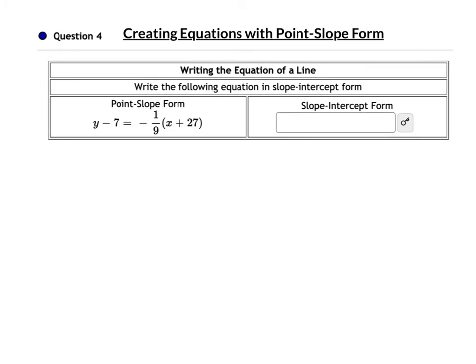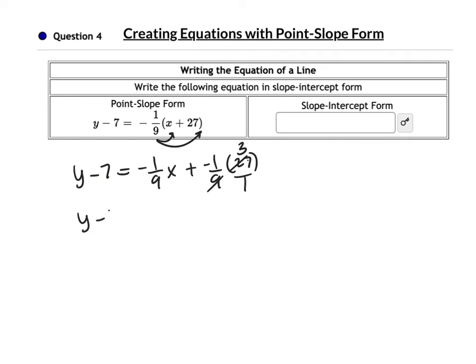Here's one with some fractions. Don't be bothered by the fractions. y minus 7 equals negative 1/9 times x is negative 1/9 x, and negative 1/9 times 27 is just 27 divided by 9. 9 goes into 27 3 times, and 3 times negative 1 is negative 3.